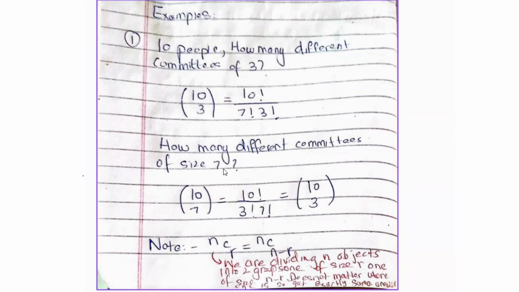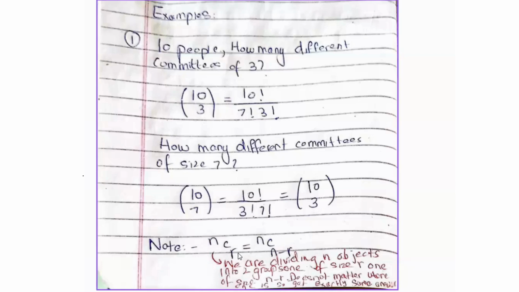What if we wanted to see how many different committees of size 7 we can have? This will just be 10 choose 7, which in terms of factorials is 10 factorial divided by (10 minus 7), which is 3 factorial into 7 factorial. You will see 10 choose 7 is exactly the same as 10 choose 3. This is not a coincidence. It is a fact that n choose r is the same as n choose n minus r. In this case, 10 choose 3 is the same as 10 choose 10 minus 3, which is 7.